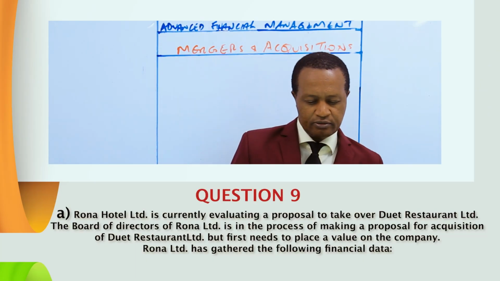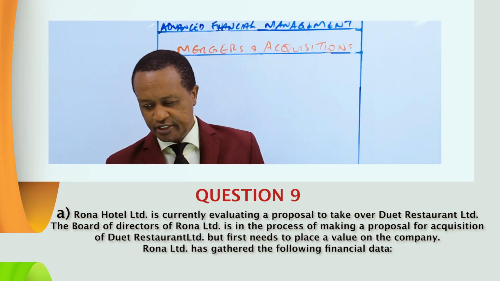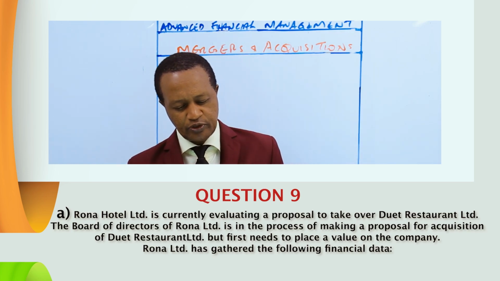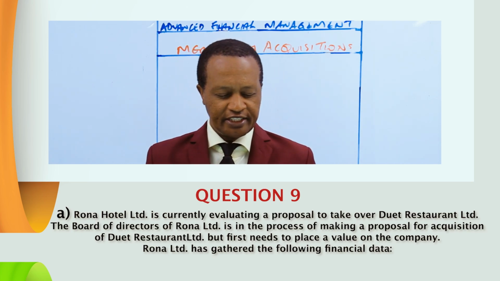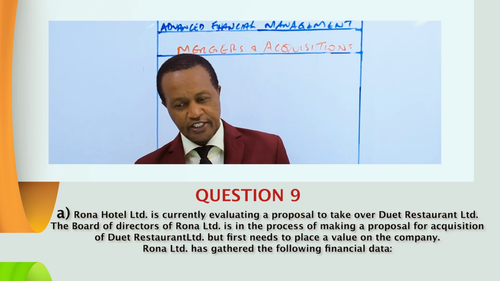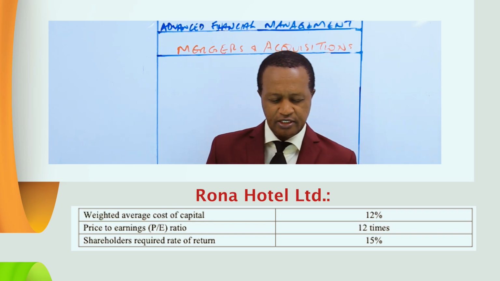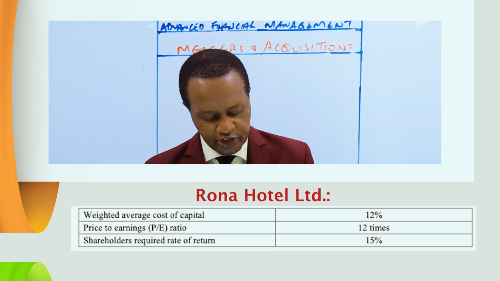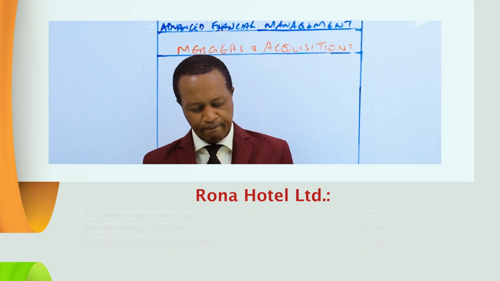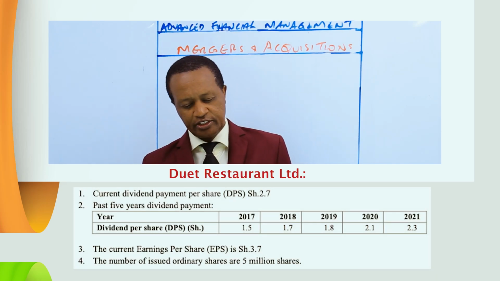Rona Hotel Limited is currently evaluating a proposal to take over Duet Restaurant Limited. The board of directors of Rona Limited is in the process of making a proposal for acquisition of Duet Restaurant Limited, but first needs to place a value on the company. Rona Limited has gathered the following financial data. So we have the weighted average cost of capital, 12%. The PE ratio is 12 times. Shareholders' required rate of return is 15%. Additional information. 1. Current dividend payment per share is 2.7 shillings.